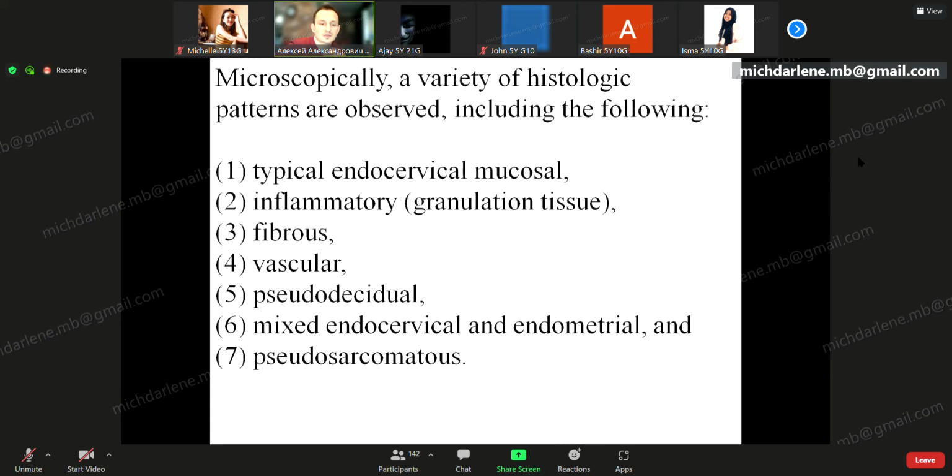It could be vascular, could be pseudo-decidual, could be a typical cervical mucosal polyp. Inflammatory polyp could be, fibrous polyp can be. Could be different types of polyp, but anyway, treatment of the polyp is only operative, only operative.